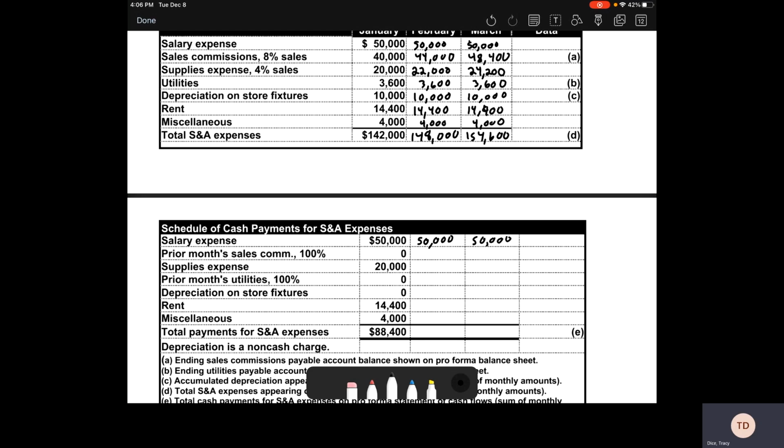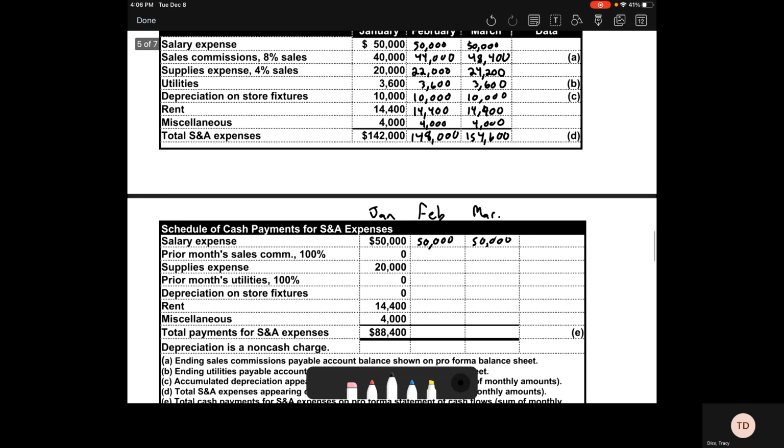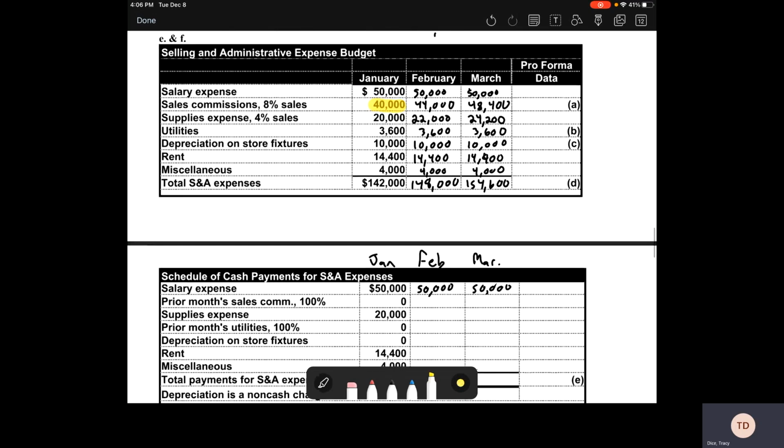Your prior month's sales commission. Well, we know in January, again, this is January, February, and March, we opened at the end of December, so there is no sales commission in January. So when we go and pay out January sales commission, we're going to be paying that out in February. So that 40,000 is coming over into February. And then the February sales commission, that 44,000, is coming out into March. That's when we actually pay that off.